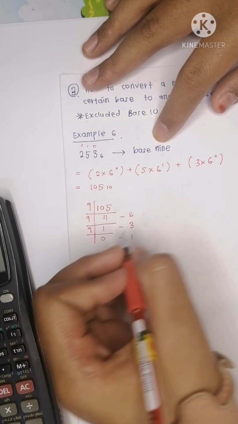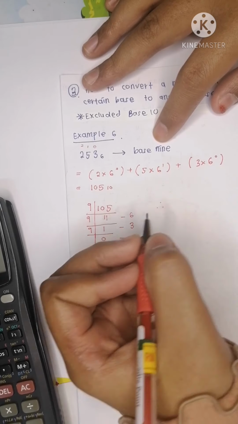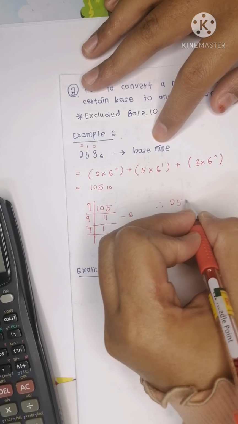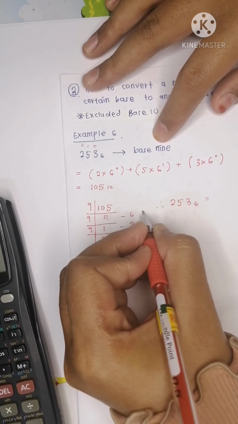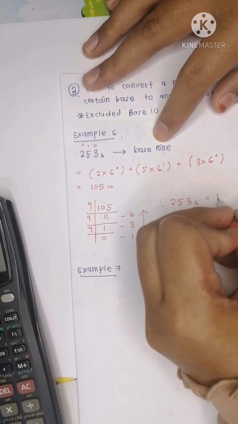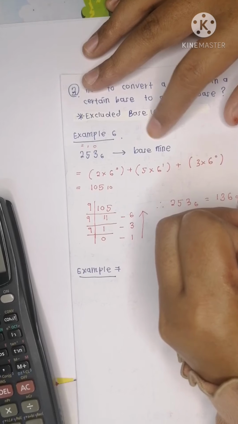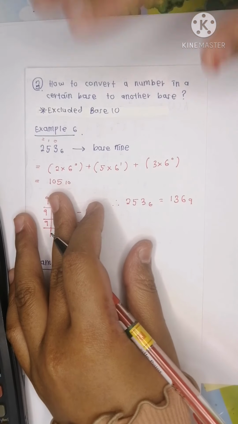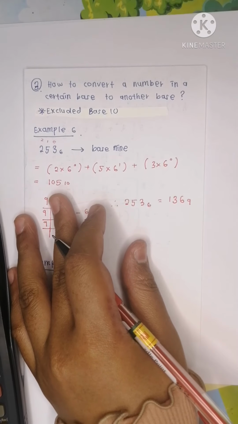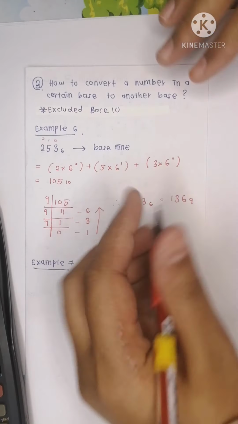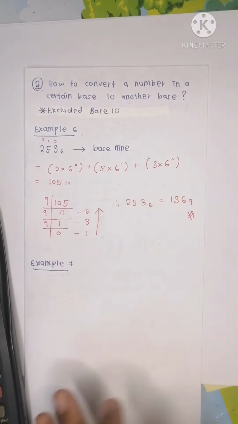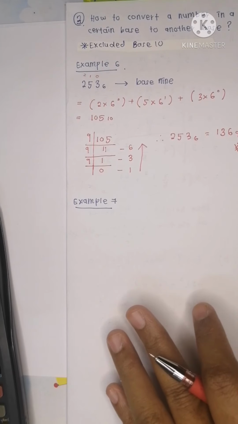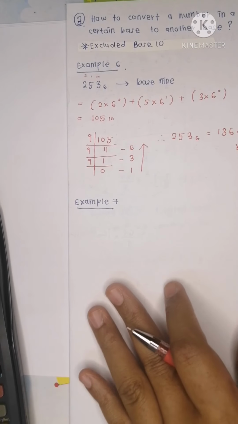Okay, now from here, we already get that 253 base 6 is equal to, from below to the upright, 136 base 9. 136 base 9, okay? So this is the answer. That's it. Okay, it's actually very easy.